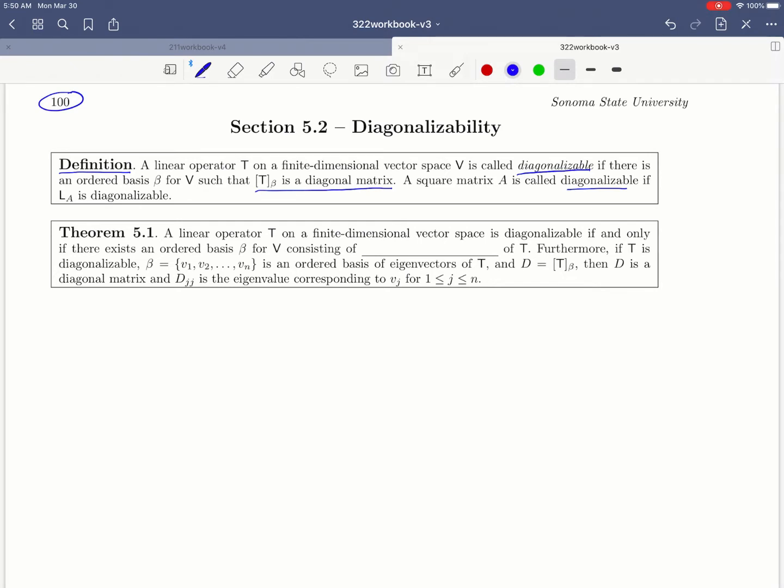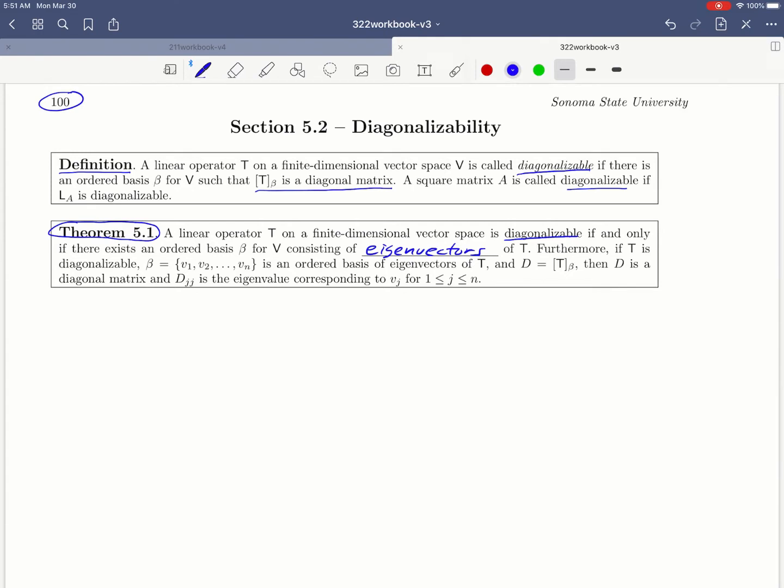The first big theorem of this section is Theorem 5.1, and interestingly, it tells us there's a connection between this diagonalizability property and eigenvectors, which is what we studied in the last section. So let's fill this in together. A linear operator T is diagonalizable if and only if there exists an ordered basis beta for V consisting of eigenvectors.